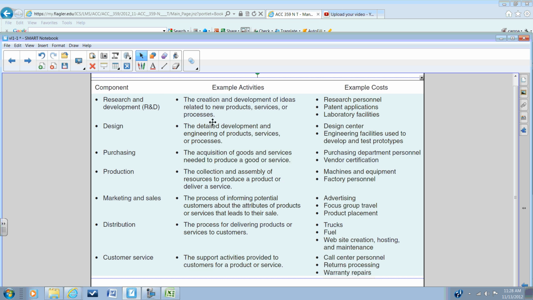So when we talk about a value chain, we're talking about these components and these types of costs. And of course, we need to capture these costs in a way that allows management to make decisions about the activities of the business.